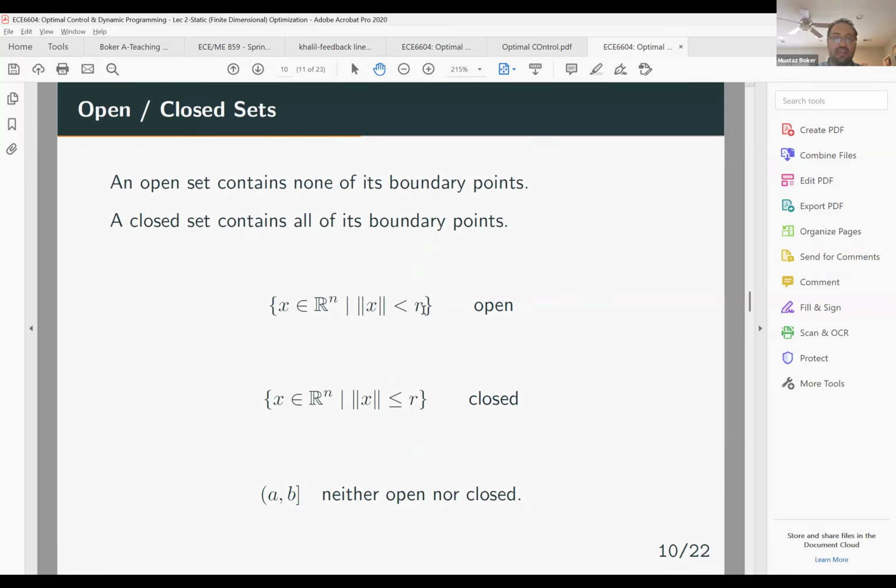So the norm of x is less than a number r. In this case, we call this set, if it's dimension 2, a ball, and it's an open ball. It's an open set. And if the norm of x is less than or equal to r, then we call that a closed set. And this is in general for a vector. For a scalar case, we talk about the line of real numbers. And if we have something like this, A and B, that is neither open nor closed, obviously, because it's closed from the right, but open from the left.